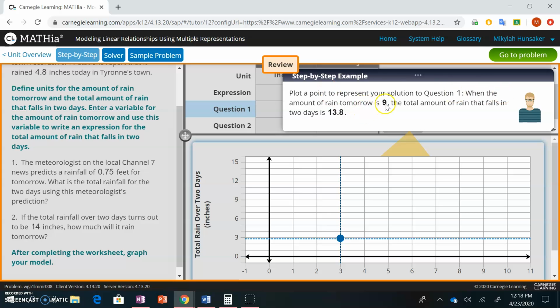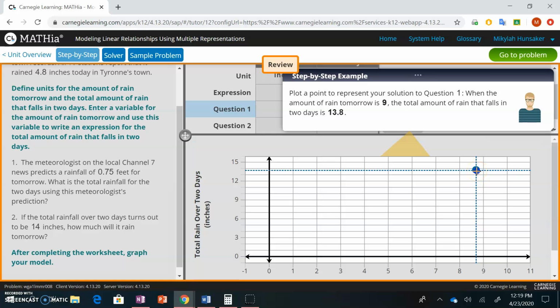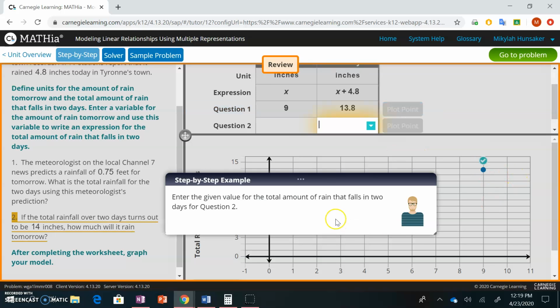So we know the rain tomorrow, X, is 9, and the total amount of rain that falls in 2 days is 13.8. So I know my X is going to be 9. Up here, it kind of shows where 9 is at horizontally. And then you want to go up to about 13.8. I know that this is 12. We'll go 13, 14, 15. So our dot's got to be between 13 and 14, kind of towards the top. Click your mouse. Yay, I liked it.